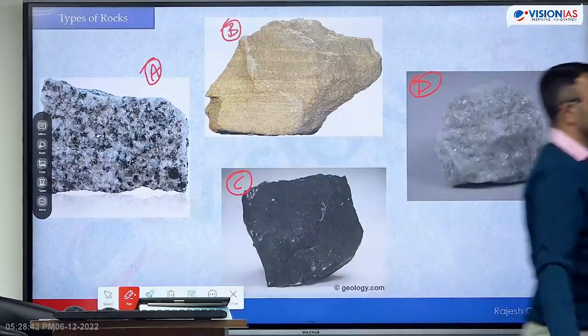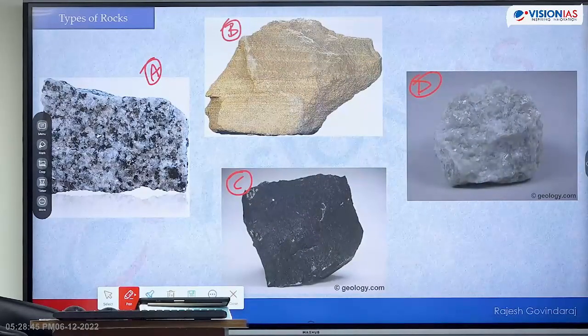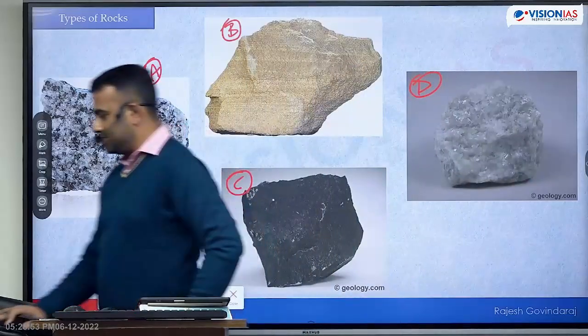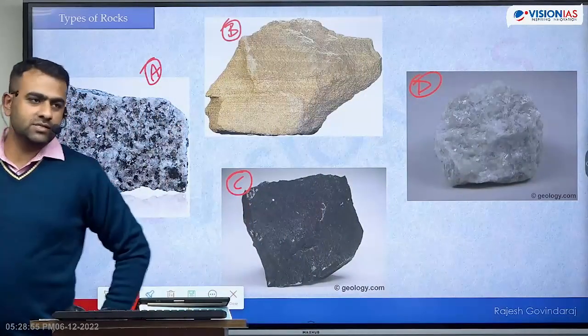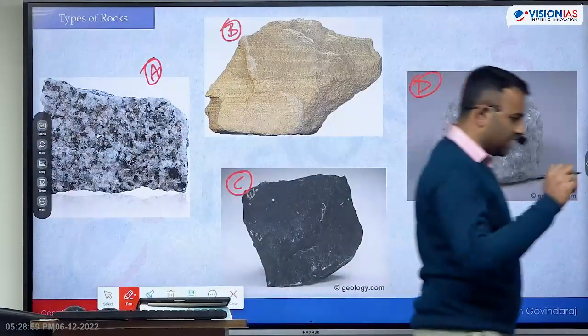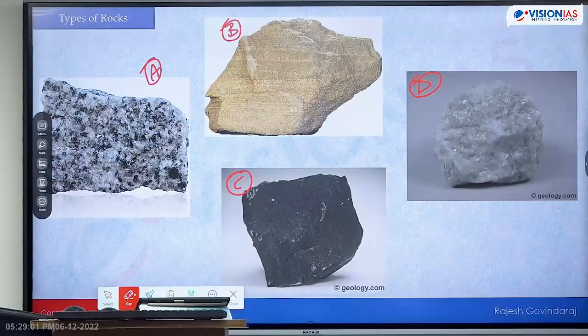Identify these rocks. I want a full answer. Whoever wants to answer, please raise your hand. I want the complete answer: A, B, C, D. Online students, give your answers completely. Which is A, B, C, D? First give at least the type of rocks: which are igneous, sedimentary, metamorphic? First give me the type of answer. Type of rocks. Yes. Tell me A, B, C, D, which is which?